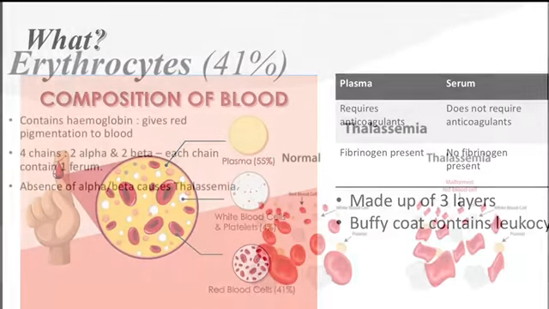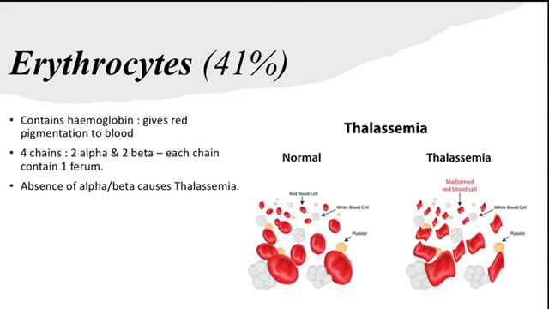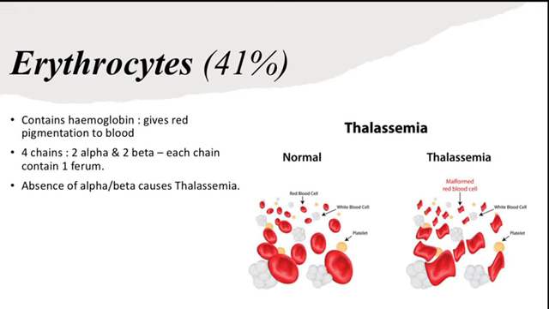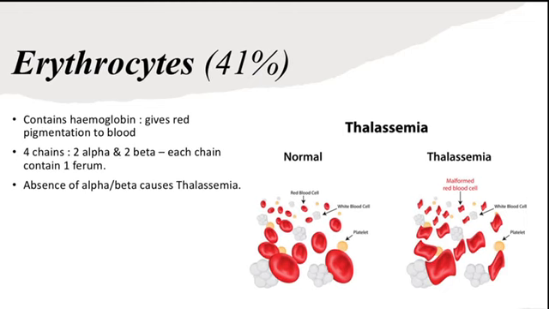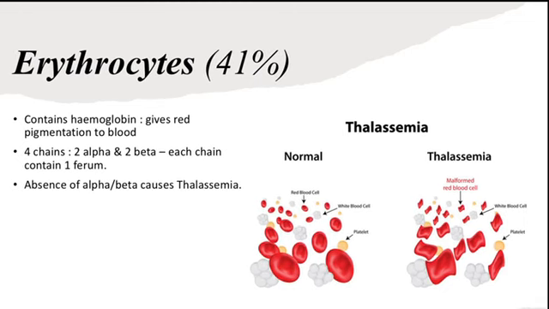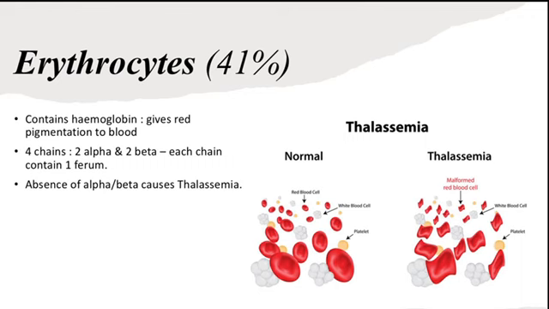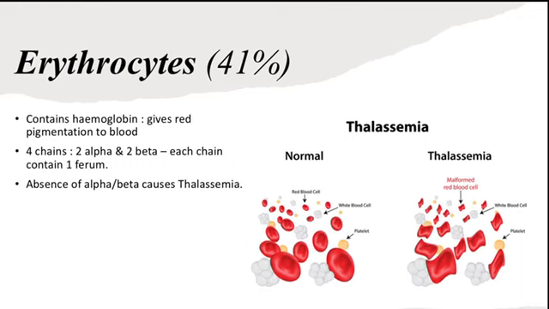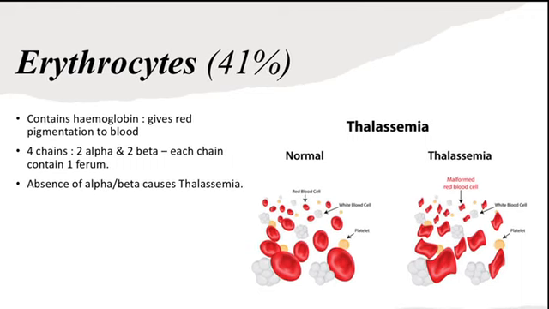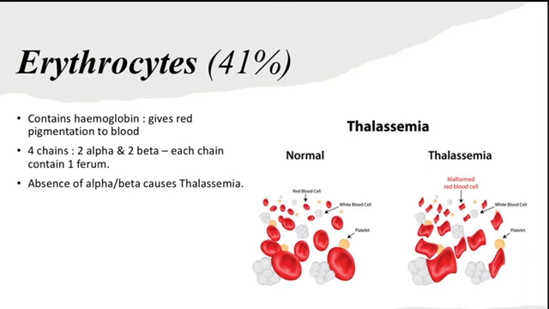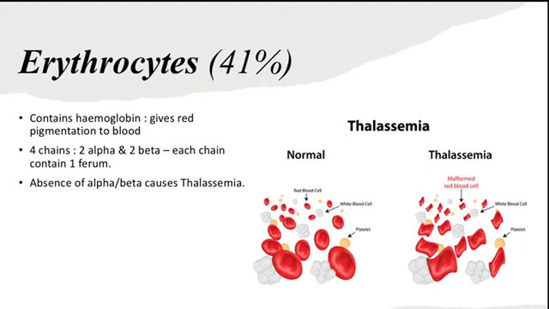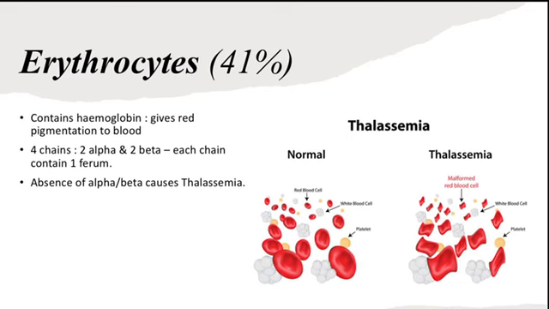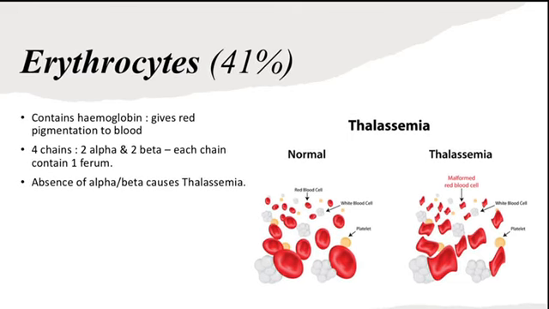Now, let's dive deeper into the characteristics of erythrocytes. Erythrocytes contain hemoglobin, which gives the red pigmentation to blood. As we all know, one red blood cell contains 4 chains, where there are 2 alpha and 2 beta proteins, and each chain consists of 1 ferrum, also known as iron. Attached to it is 1 oxygen molecule. This makes 1 red blood cell have 4 oxygen molecules.